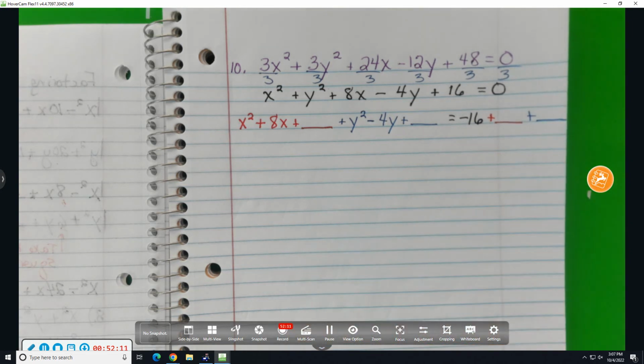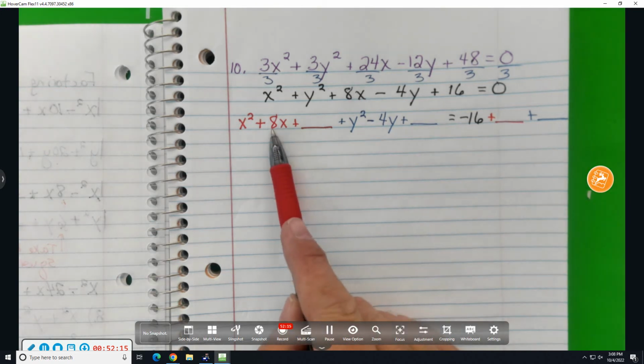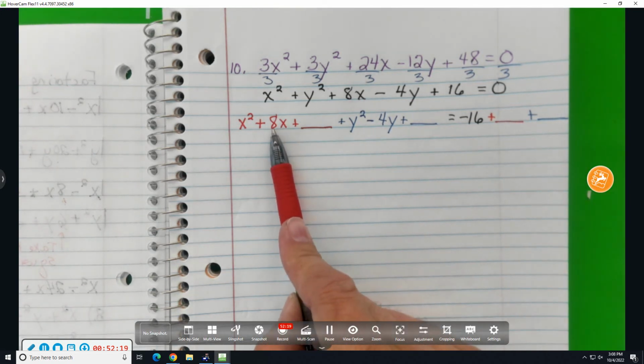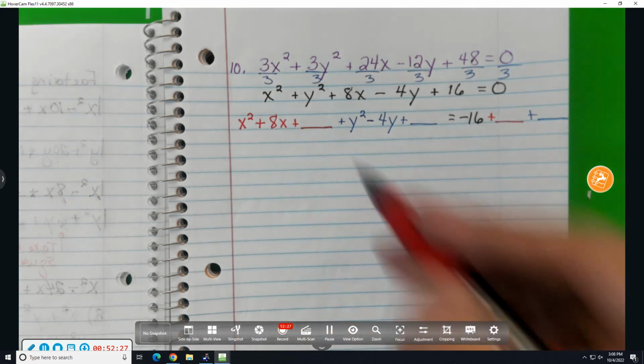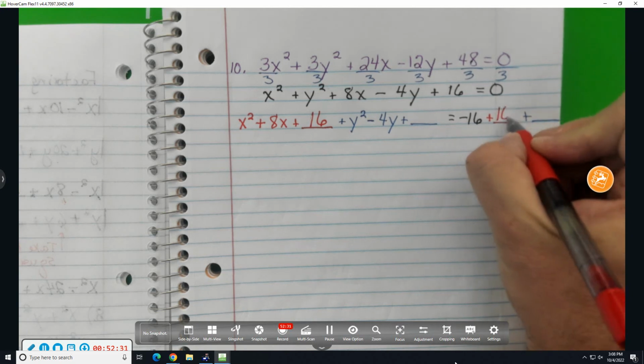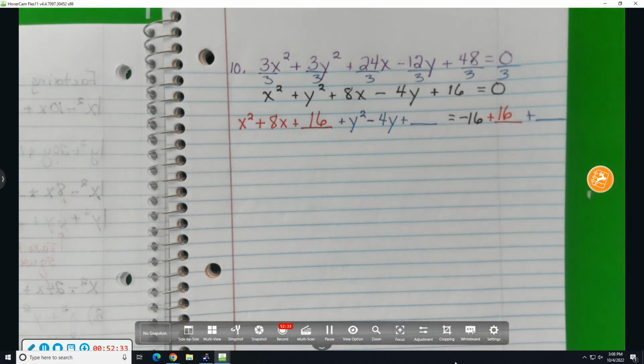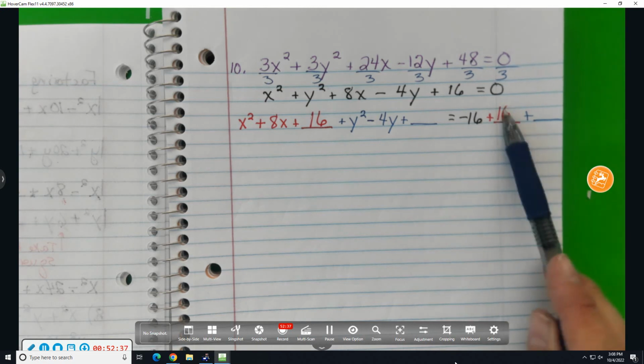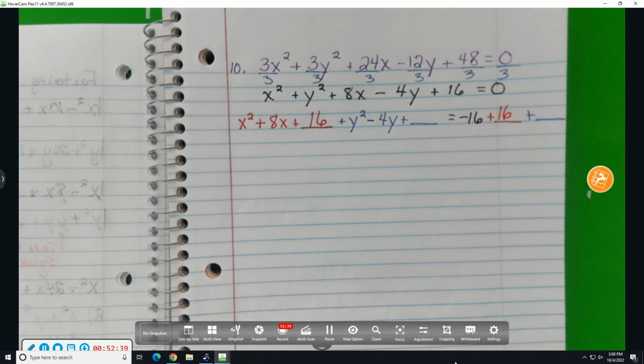So what's that red number going to be? It will be 16 because half of 8 is 4, and squaring 4 equals 16. Okay, so half of 8 is 4. 4 squared, 16. So I'm adding a 16 to both sides. And because it's negative 16 plus 16, we can just cancel that out. Yeah, so the negative 16 plus 16 is 0, so they're gone.